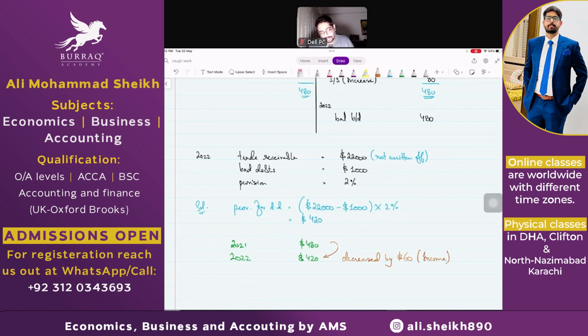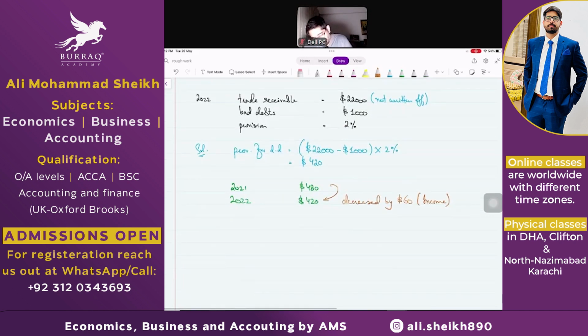Okay, and when you pass a journal entry over here, the journal entry would be: provision increases on credit, and when it decreases, it will be recorded on the debit side. So provision for doubtful debt will be debited by $60, and income statement will be credited over here by $60. And income statement credit means it's an income for the business. After finding gross profit, you need to write this in other incomes as a decrease in provision for doubtful debts. I hope the concept is clear to all of you.